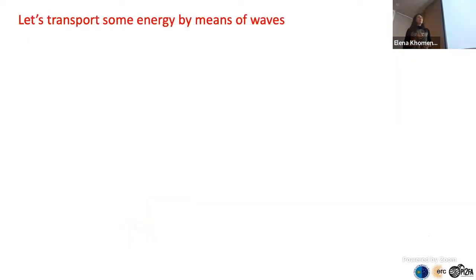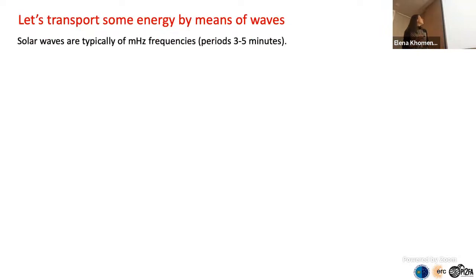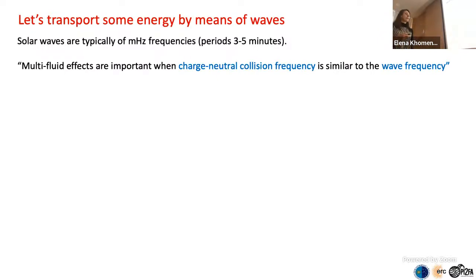So let's start from something very simple. Let's transport some energy by means of waves. We have solar waves of a typical frequency of the order of a millihertz, which are periods between 3 and 5 minutes. This has been known. We have also been told that multi-fluid effects start to be important when your charge-neutral collisional frequency is of the order of the wave frequency. This conclusion came from modeling in unbounded and homogeneous plasma. It's logical, because when particles start to collide with each other, if your wave frequency is similar to the collisional frequency, your wave cannot propagate, you break your wave, and then this effect becomes important.